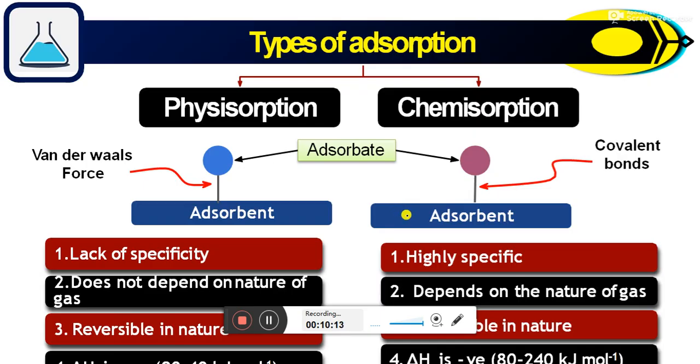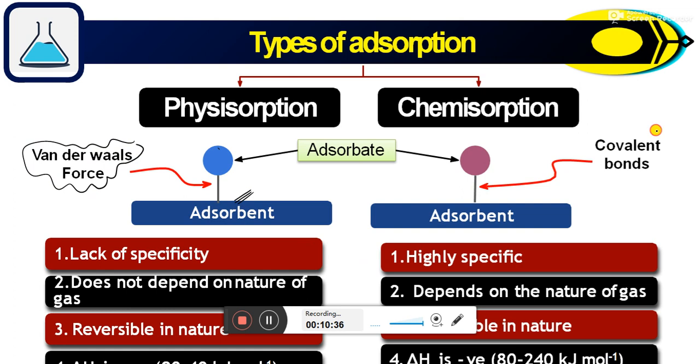I mentioned already: physical adsorption and chemical adsorption. What is physical adsorption? The adsorption happens because of physical forces. Here this is a gas molecule, and this is my metallic surface, any solid. The molecules are held by van der Waals forces in physical adsorption.